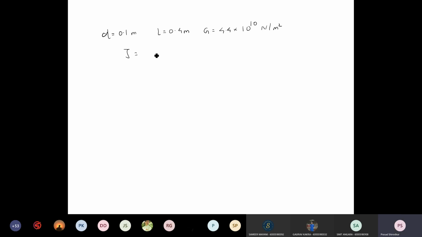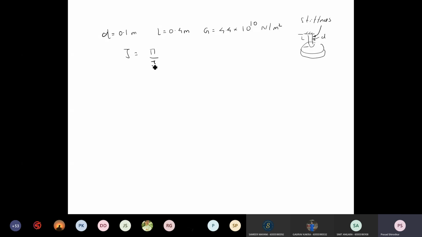So polar MI of the shaft, that is the constraint, and to this the torsional pendulum is attached. For this property, this is D and this is the length of the constraint. We are first calculating the stiffness of this shaft. This shaft will act like a spring, a torsional spring. So we have to find the torsional stiffness of the spring.